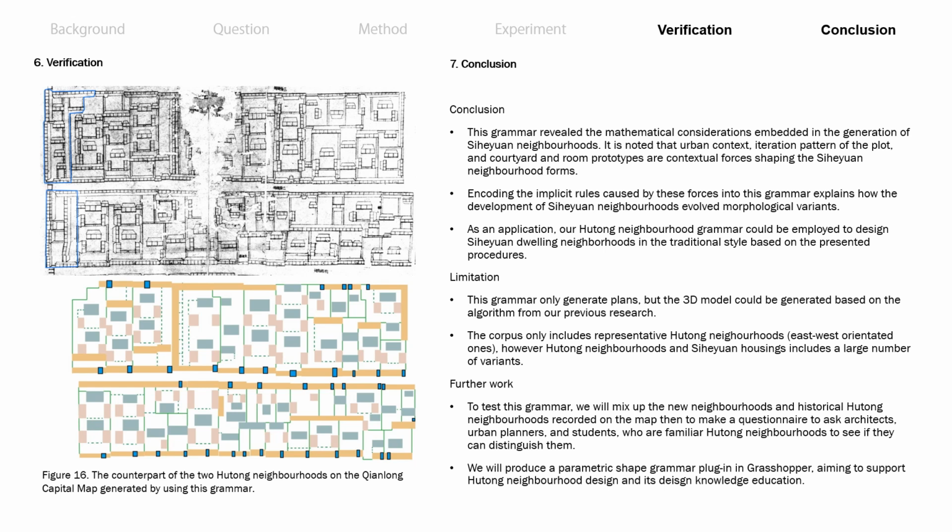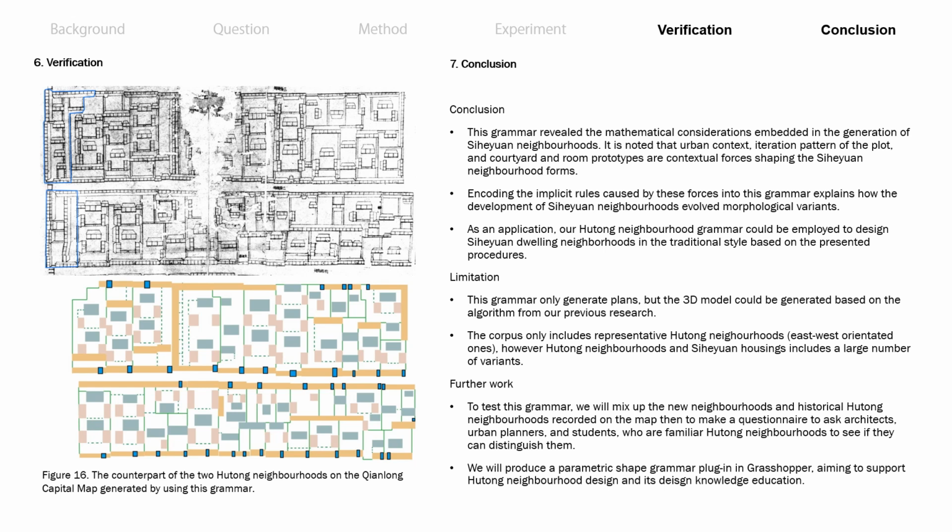Limitations include two points. First, the grammar only generates plans, but the 3D models could be generated based on the algorithm from our previous research. Second, the corpus only includes representative Hutong neighborhoods. However, Hutong neighborhoods and Siheyuan housings include a large number of variants.